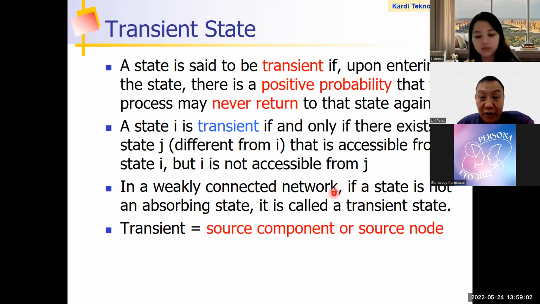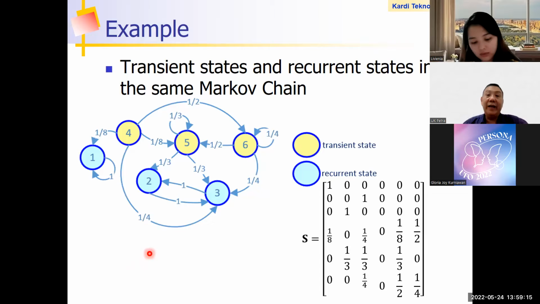So in a weakly connected network, if the state is not an absorbing state, then it is called a transient state. Basically, the source component or the source node.